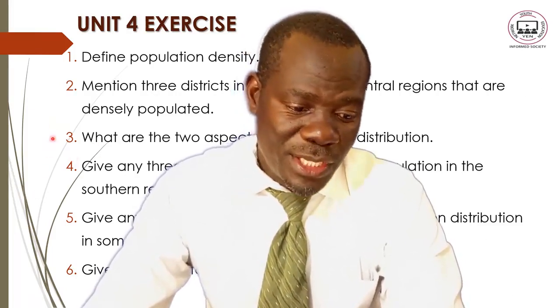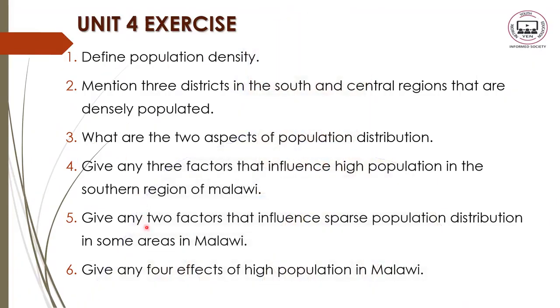But here with me is an exercise for you. In this exercise, you need to read thoroughly and understand the questions, and you need to answer these questions before you go to the next unit. So the first question says, define population density. Number 2, mention 3 districts in the southern and central regions that are densely populated. Number 3, what are the 2 aspects of population distribution?